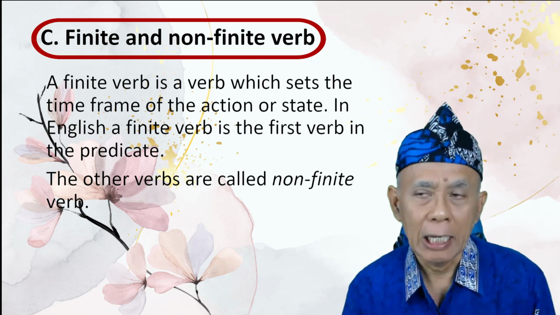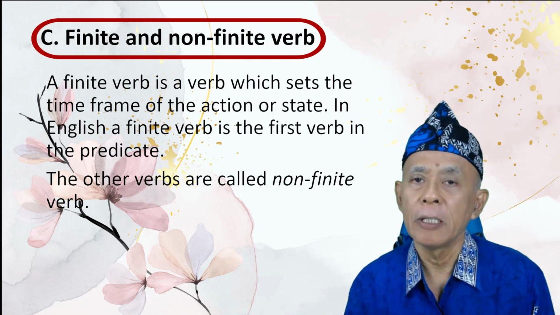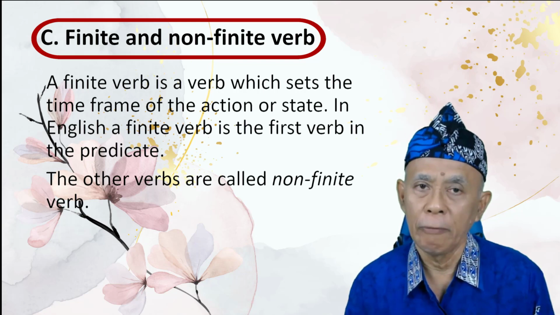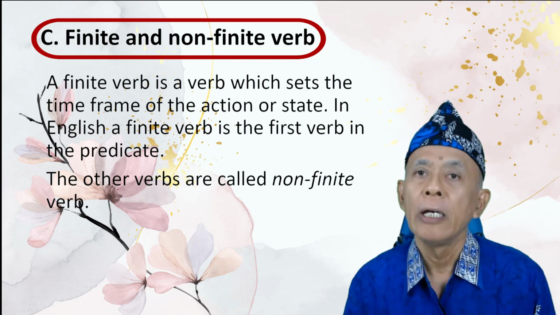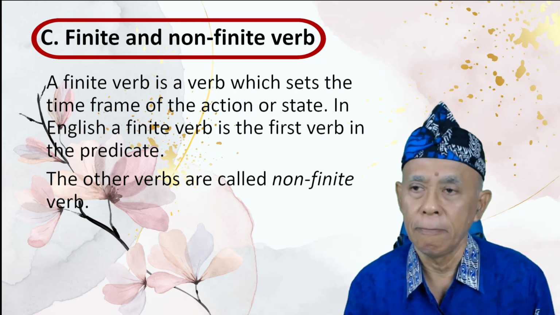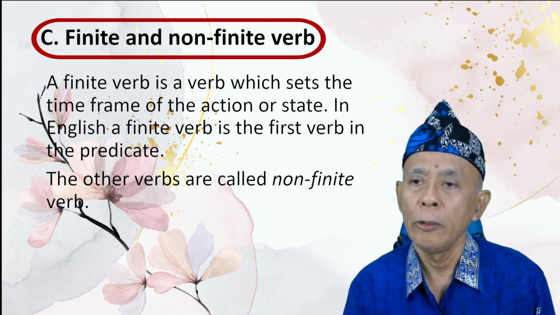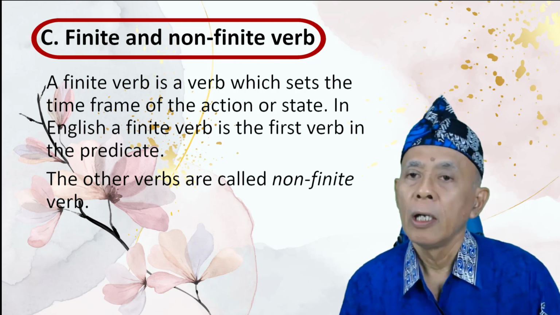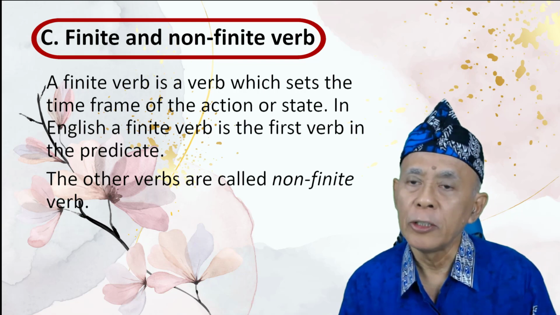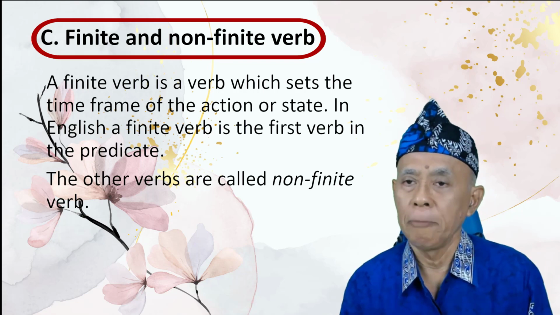In English, the finite verb is the first verb in the predicate. So if we have 2 verbs or 3 verbs, the finite verb is always the first. And the other verbs are called non-finite verbs. They do not contribute in the limitation of the time frame.